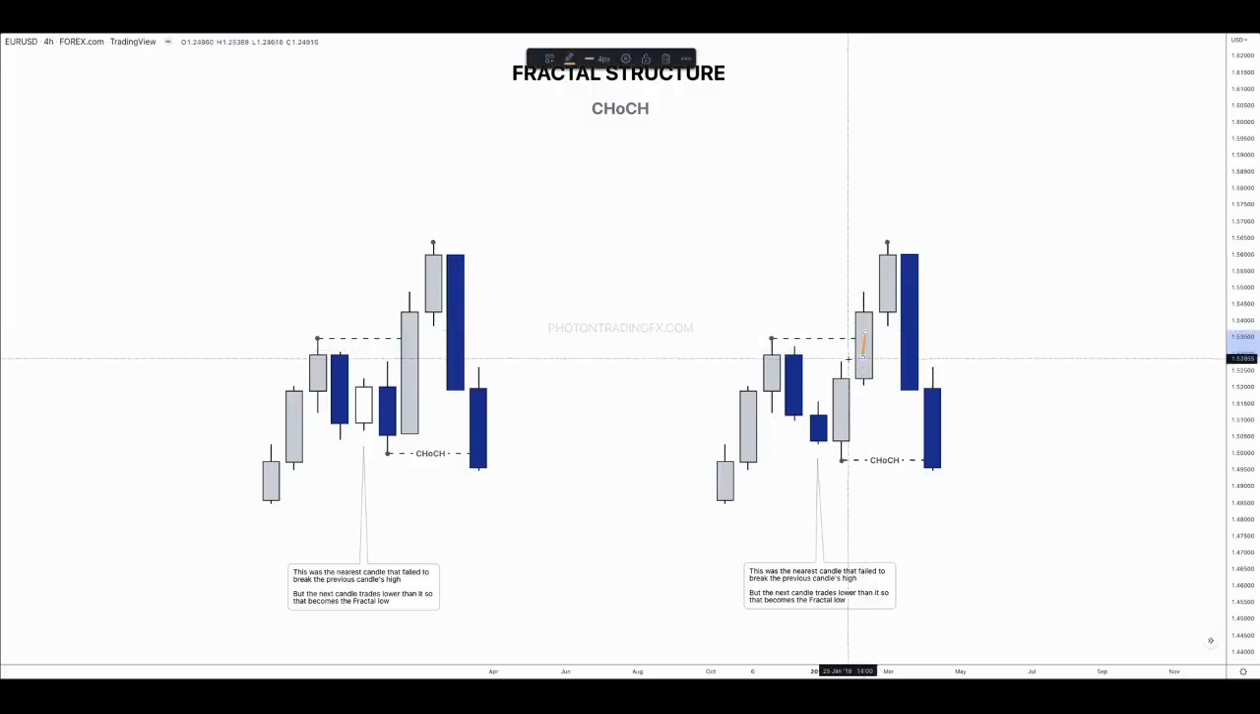Did this candle break the previous candle's high? Yes, so that's part of the up move, right? Did this candle break the previous candle's high? Yes. Okay, so that's part of the up move. Did this candle break the previous candle's high? No. Okay, so this should be our fractal low, right? But similarly to the case before, price has already traded through it when the high goes, so we just adjust it to the next level, and we adjust it to here.